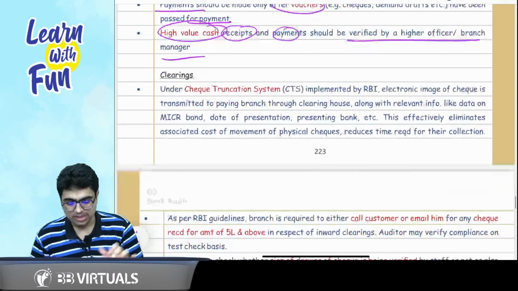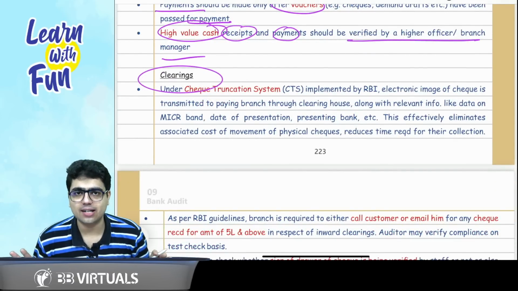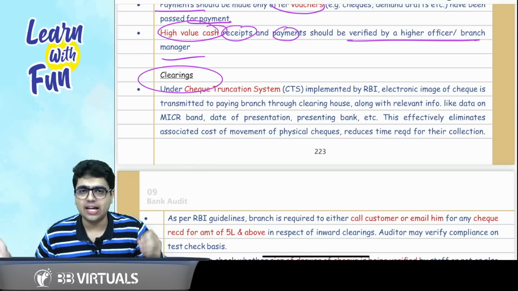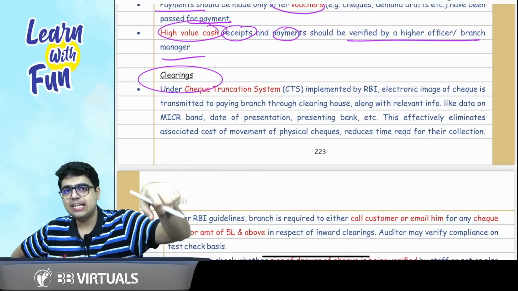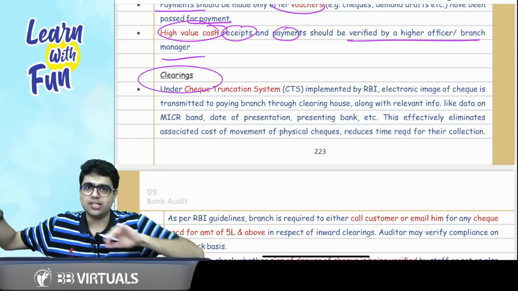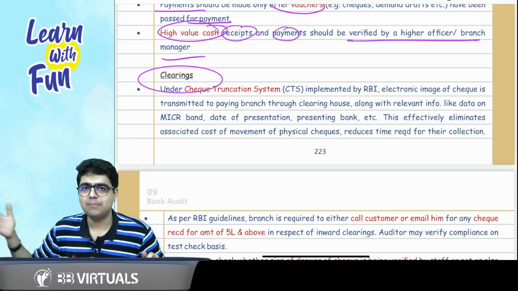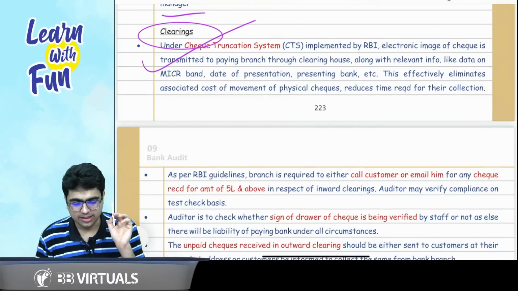Then we discussed the concept of check truncation system. Sir, what happens in check truncation system? I have received a check from my friend. I give the check to my bank, and the bank transfers its electronic image via RBI to the other bank. Then the other bank approves the payment, and my bank account gets credited and my friend's bank account gets debited. So this is all about the concept of check truncation system.